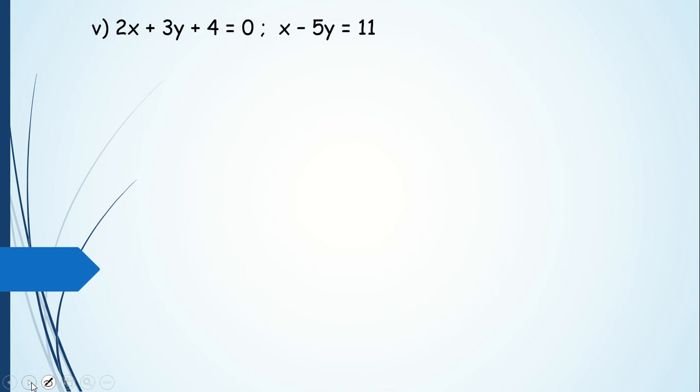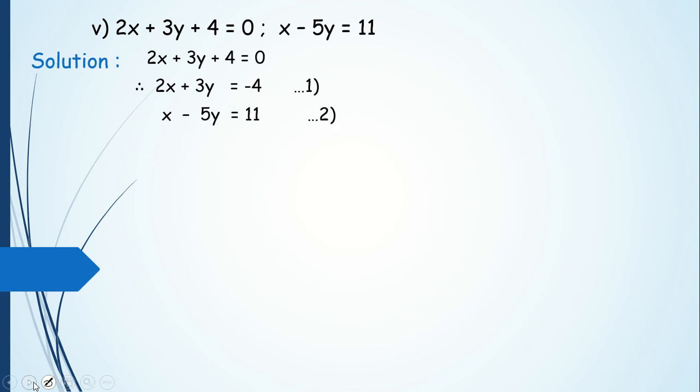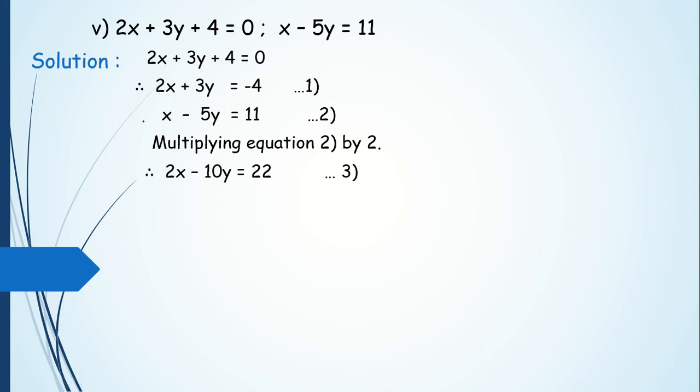Now just rearrange the equation. Write it in the form ax plus by is equal to c. Equation number 1: we will only take 4 that side, it will become minus 4. And equation number 2 is x minus 5y is equal to 11. Now here, equation number 2 we just have to multiply by 2 throughout so that we will get 2x like terms and the x term will get cancelled. Multiplying equation number 2 by 2, what do we get? 2x minus 5 2s are 10y is equal to 11 2s are 22.